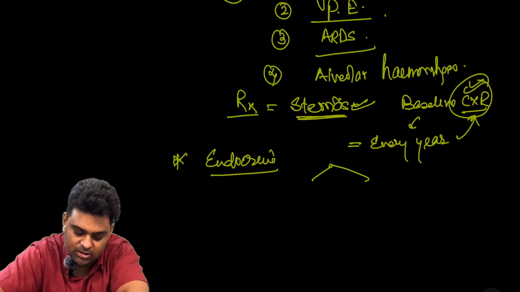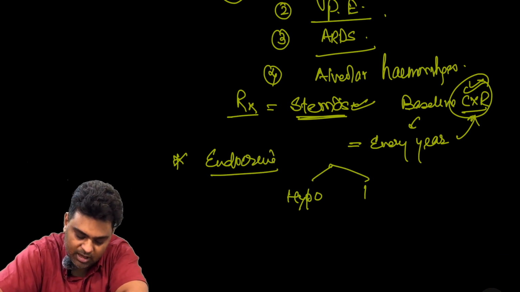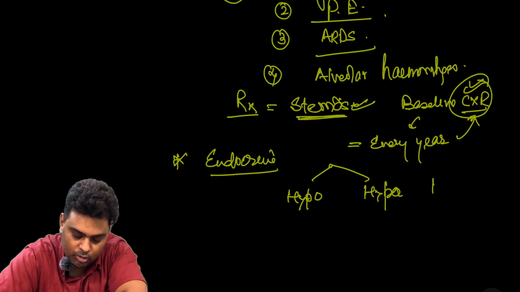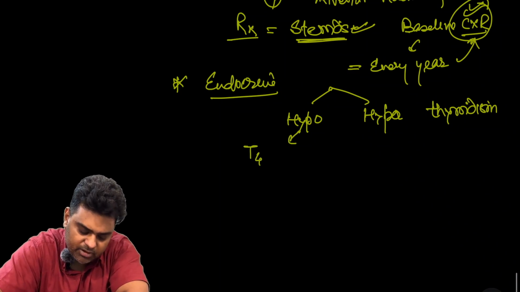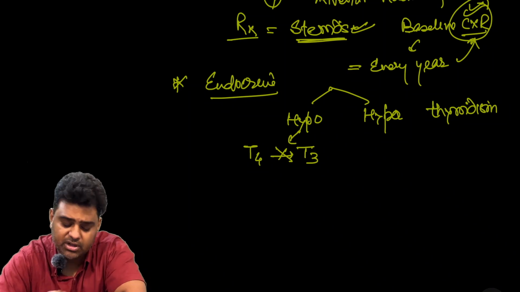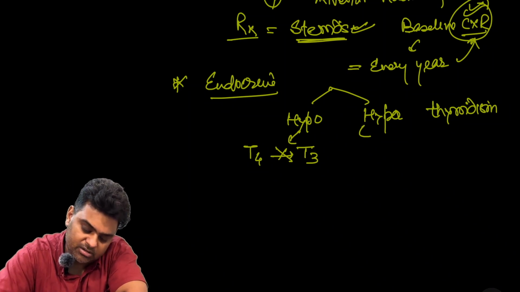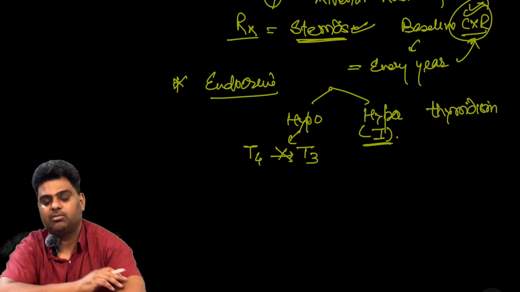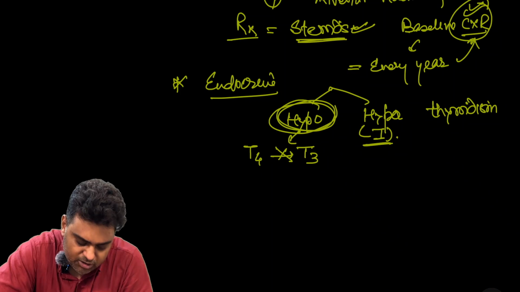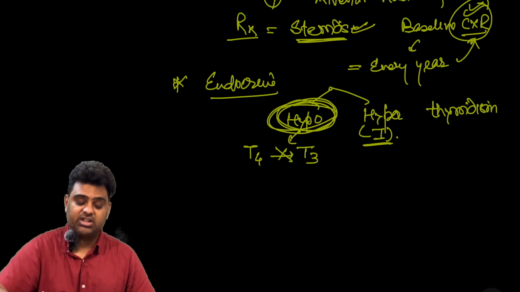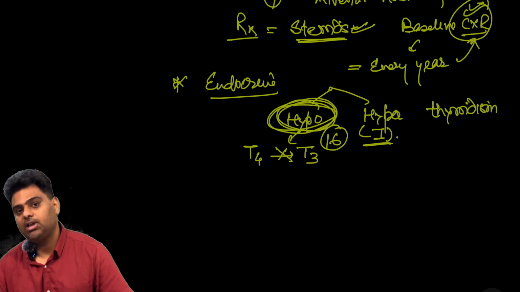Then endocrine: it can cause hypo as well as hyper, both kinds of thyroidism. It causes hypothyroidism because it prevents T4 to T3 conversion, just like propranolol and steroids, and it causes hyperthyroidism because it contains iodine. But please remember, the incidence of hypothyroidism is very high, around 16 times more than hyperthyroidism.